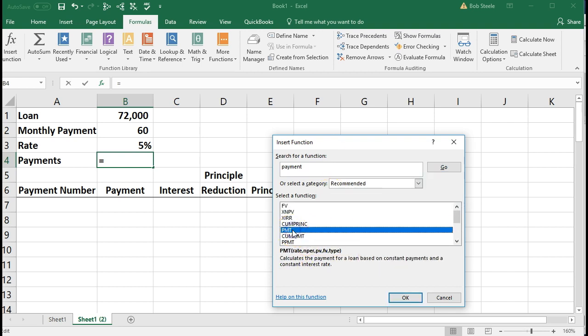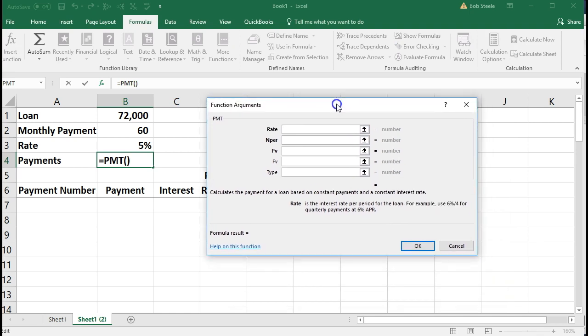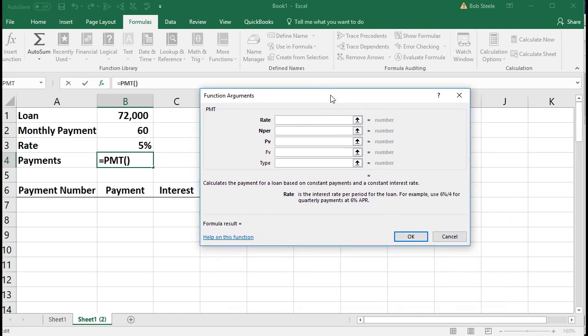It's this PMT is what we're looking for. That's the payment calculator. So if we know the loan amount and how many months and the rate, we then have everything we need except the missing variable of the payment for this calculation, and Excel will do that for us. So we're going to say OK, and we get this nice little function entering box that will help us do this.